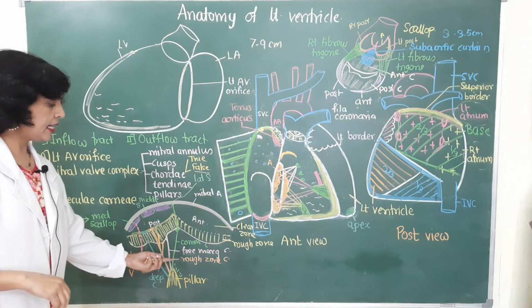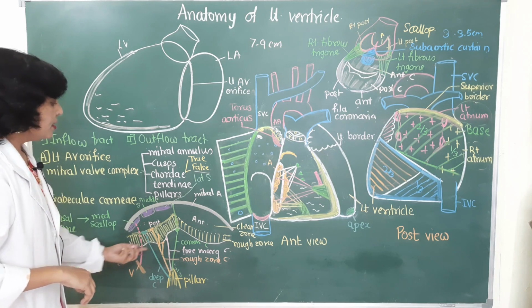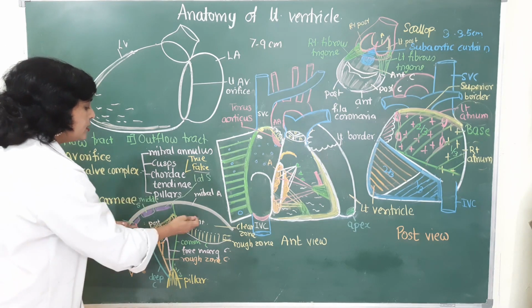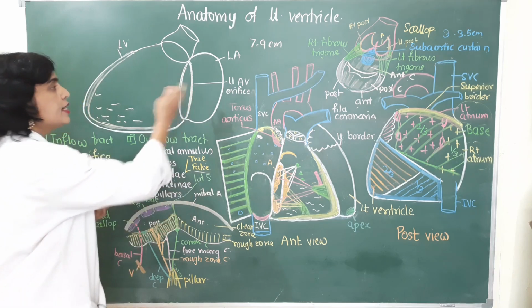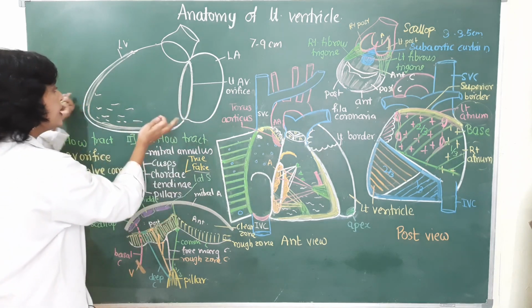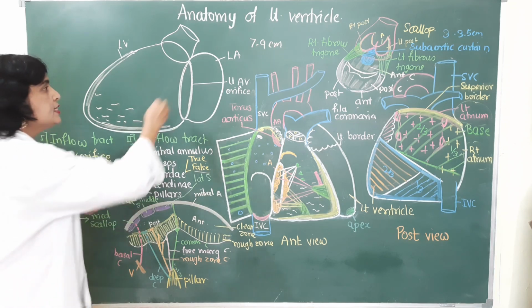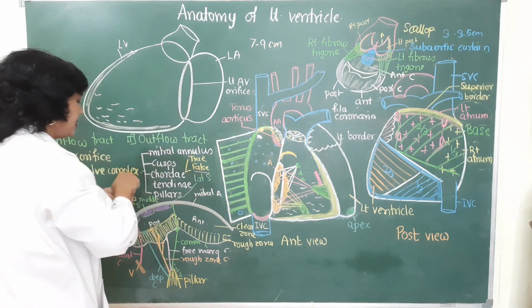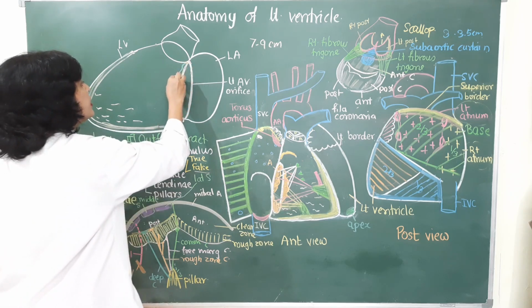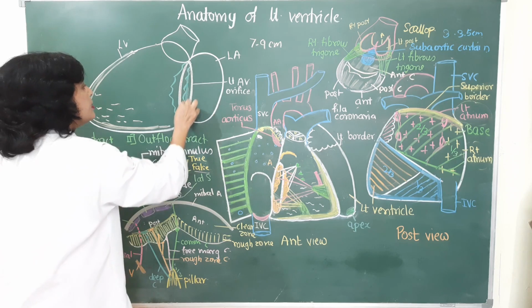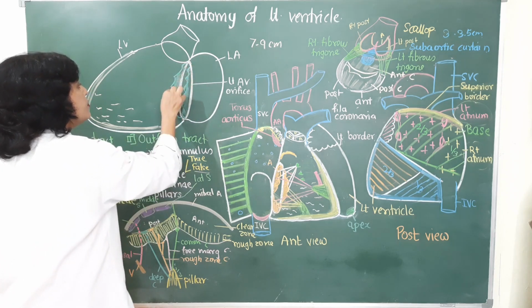So these are the types of the chordae tendineae. The function of the chordae tendineae is to prevent the bulging of the cusp into the left atrium when the left ventricle contracts, and to help in the proper closure of this left atrioventricular orifice. So here you will get the anterior cusp and the posterior cusp attached to this left atrioventricular orifice.